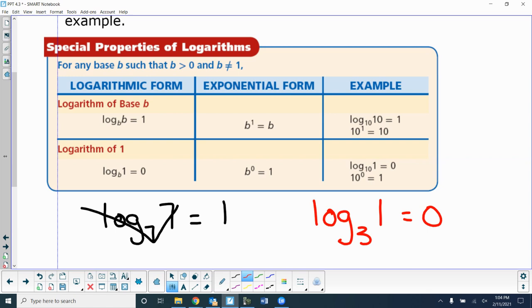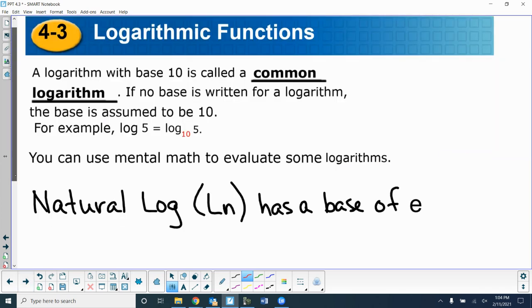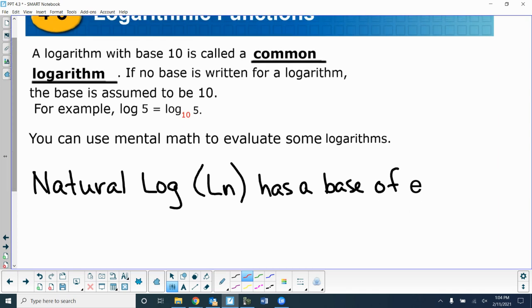So whenever you see that 1 after a log, the answer is 0. A logarithm with a base 10 is called a common logarithm. If no base is written for a logarithm, the base is assumed to be 10. You will see this in books where there's no subscript. If you don't see that little subscript, it means it's 10. You're supposed to know that it's 10. Okay, Abdul?